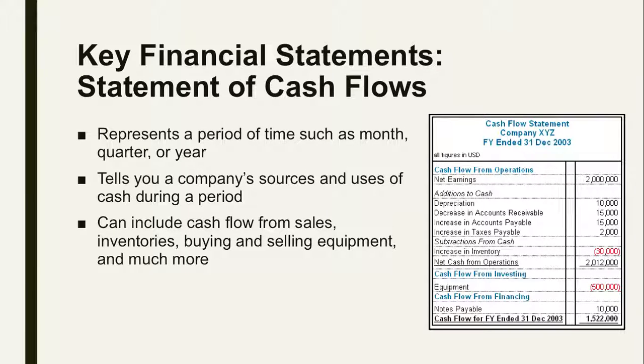The last statement is the statement of cash flows. This can be over any period of time, just like the income statement. The cash flow statement tells you a company's sources and uses of cash during a period. This includes cash flow from sales, inventories, buying and selling equipment, or any other cash transactions.